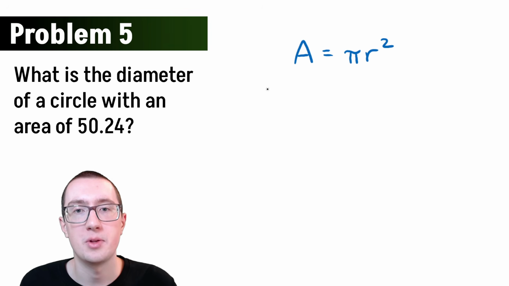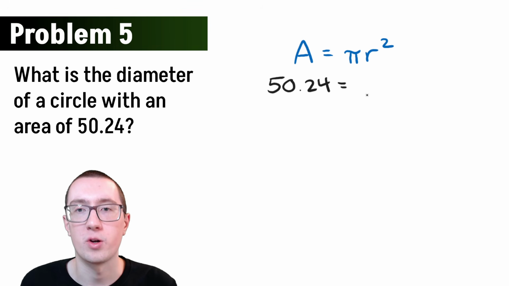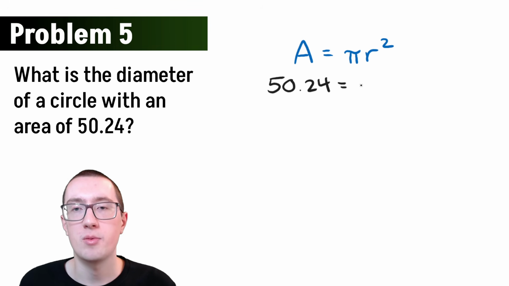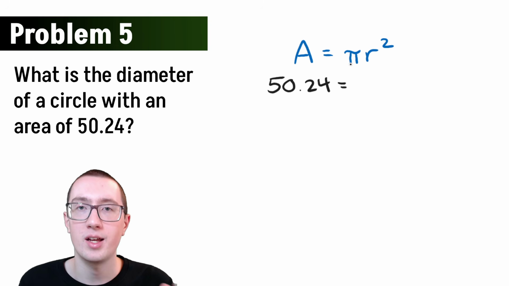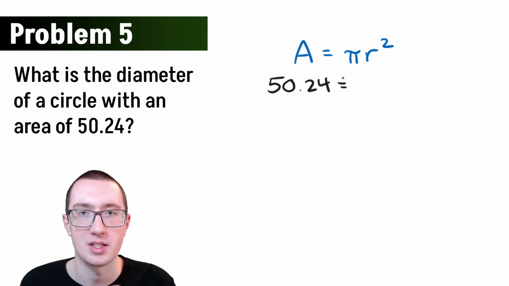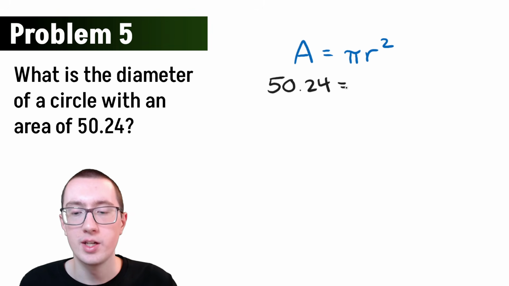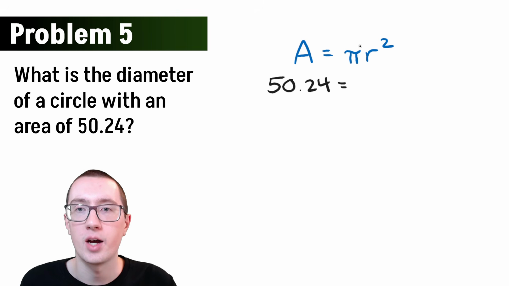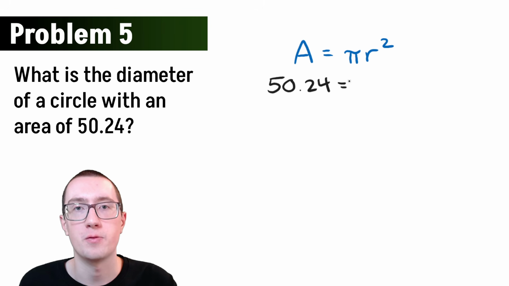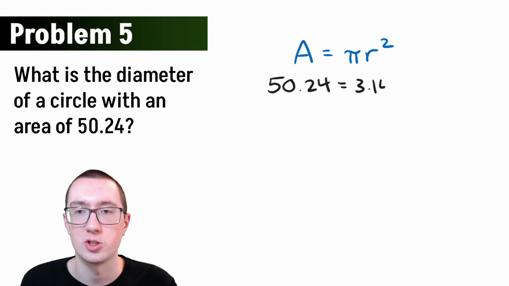So A, we're going to replace with 50.24 because we know that that's the area. Now pi is always 3.14. So depending on the problem, you might have to replace pi with 3.14, or you leave pi the same and just treat it as if it's like a variable. So if you're not sure which one you're supposed to do, then look at the different answer choices for the problem. And if they all have pi in it, then I would just leave pi the same. But if they're all just numbers, then you can replace pi with 3.14, which is what I'll do for this problem.